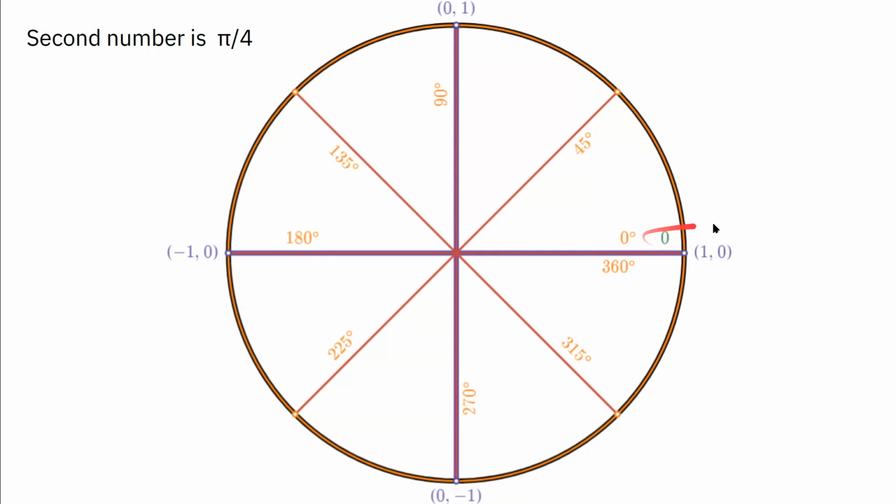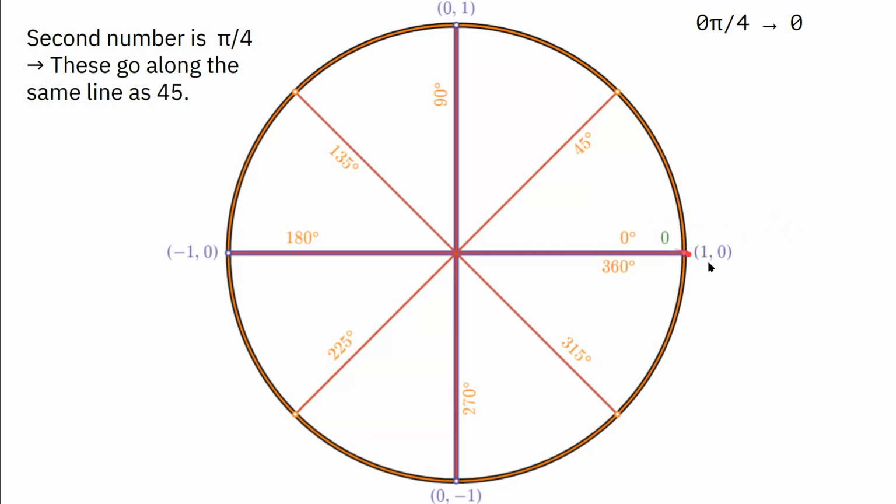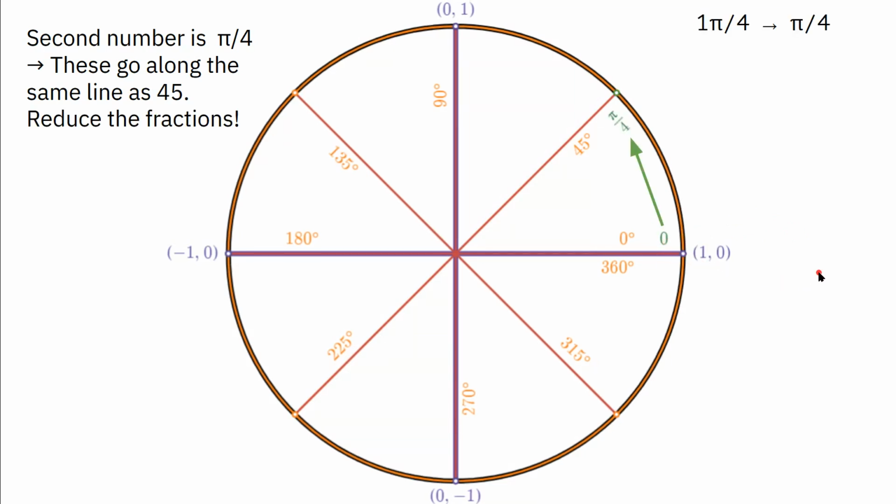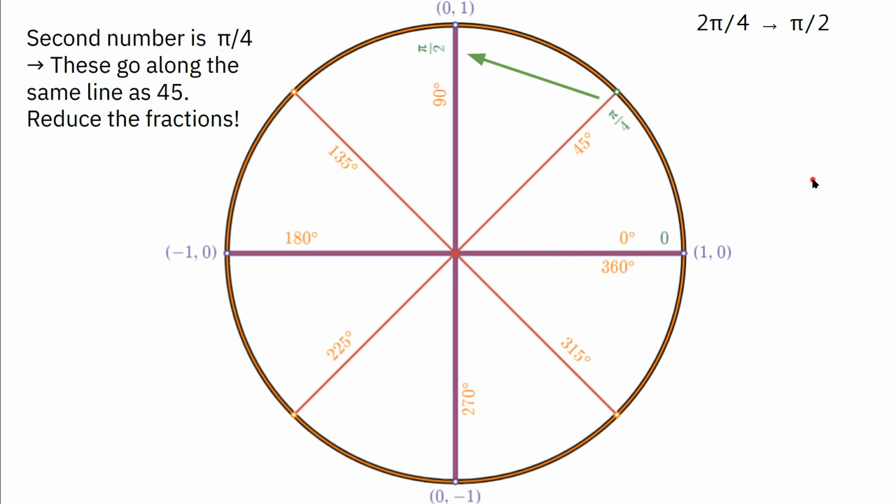So we start at 0, and this is for the radians, and pi over 4. So again, 0 pi over 4 is just 0. And then we go 1 pi over 4, and then we simplify, which is pi over 4. Then we get 2 pi over 4, and then we still have to reduce the fractions. So 2 pi over 4, if we reduce, is going to be pi over 2, and that's what we get.